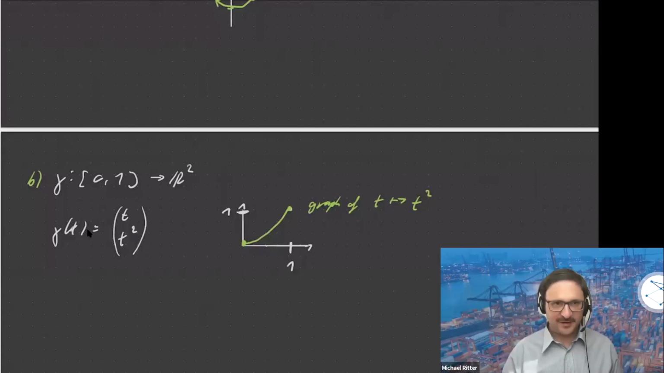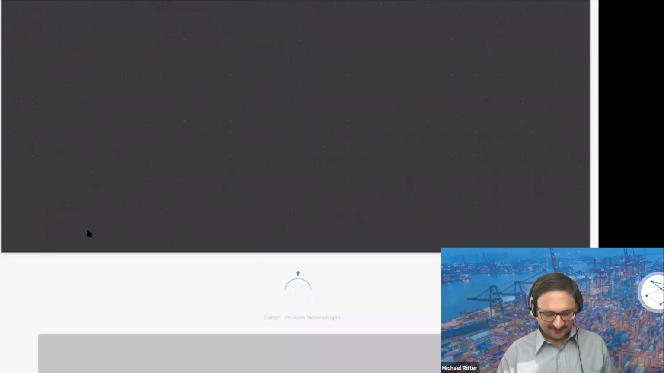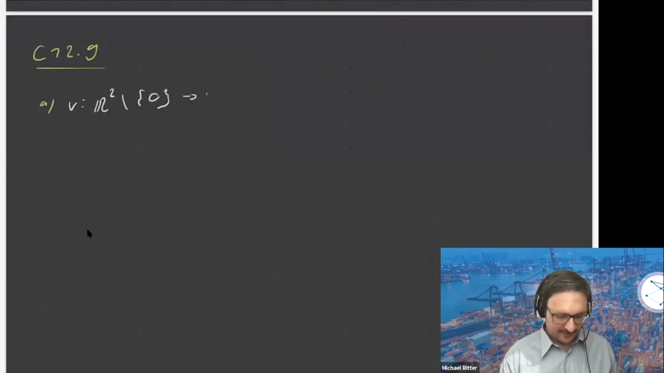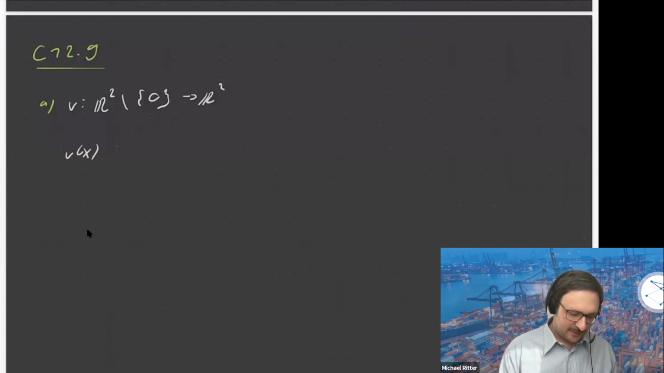So let's proceed to vector fields then. C12.9. Here we're just being asked to sketch a couple of vector fields, 2 vector fields to be precise. The first one is vector field V, defined on R2 without the 0. And then, of course, it has to map to R2, where V of x equals x over the norm of x.